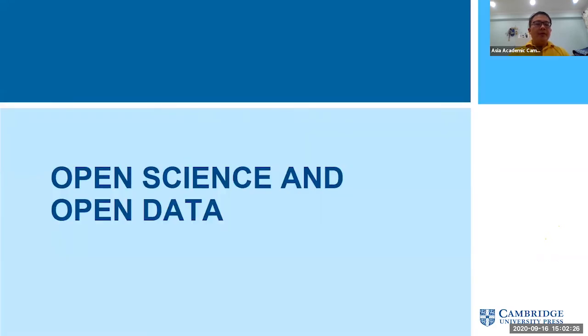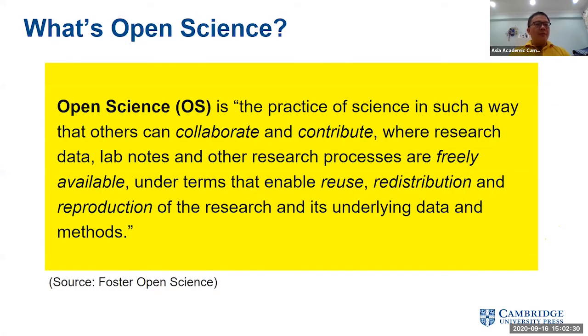And then let's move on, open science and open data. So open science is more specific. Open science is the practice of science in such a way that others can collaborate and contribute. Research data, lab notes, or other research processes are really made available, so you don't restrict the access, and under the terms that enable reuse, redistribution, and reproduction of the research and its underlying data and methods.